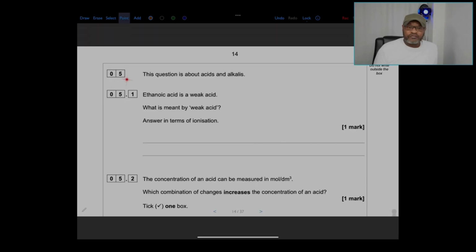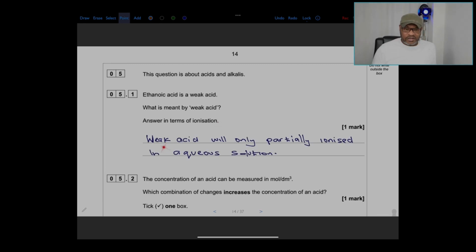So question 5. This question is about acids and alkalis. Question 5.1. Ethanoic acid is a weak acid. What is meant by weak acid? Answer in terms of ionization. So for a weak acid, we can say a weak acid is only partially ionized in aqueous solution.